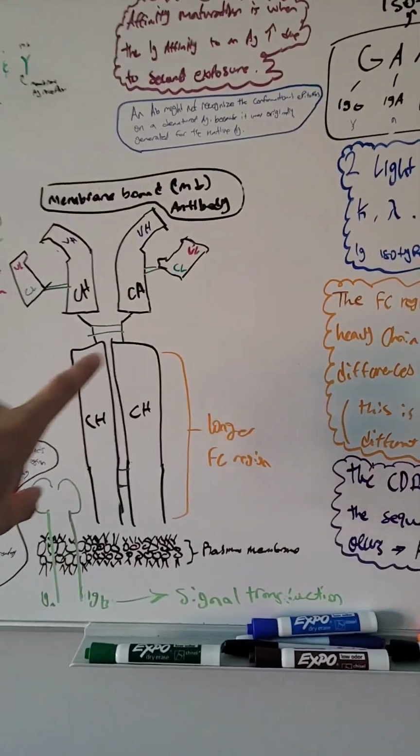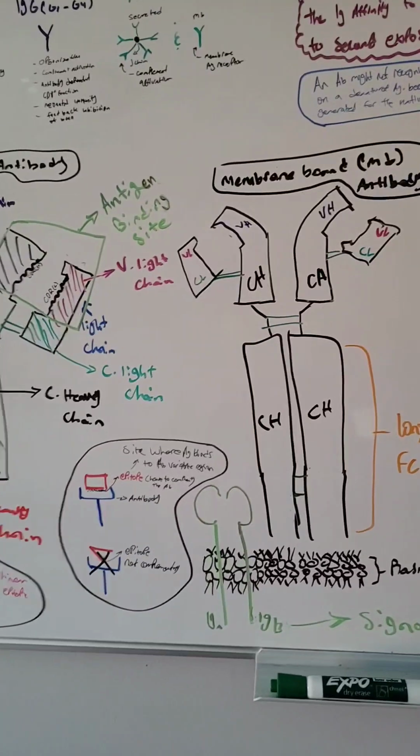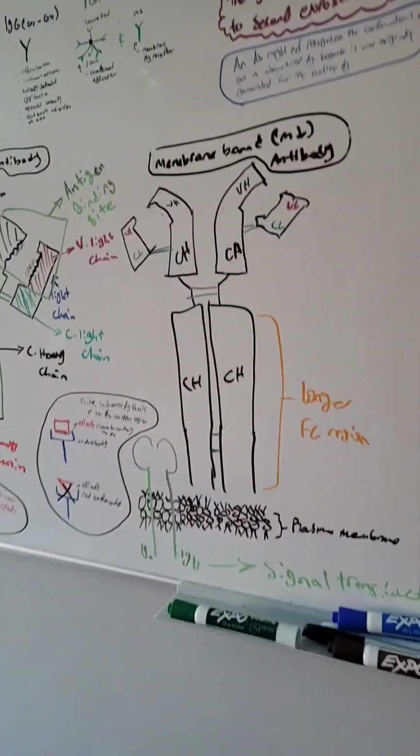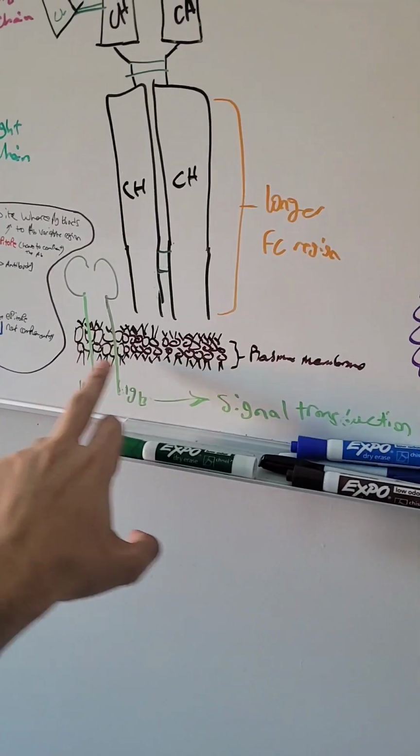So now let's quickly go and recap the membrane-bound version of the immunoglobulin. And really the only big difference is that you have a longer Fc region because it has to reach the plasma membrane.